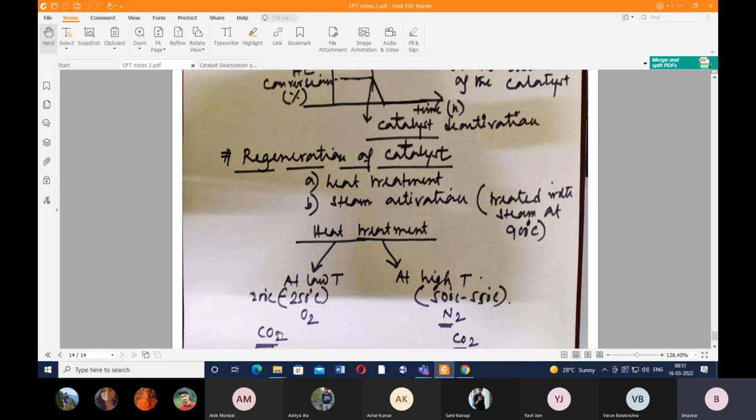Forget about CO2, we don't need CO2, but CO2 has got some valuable applications as well. This CO2 can be stored for different applications. But here we are concentrating on the regeneration of the catalyst.